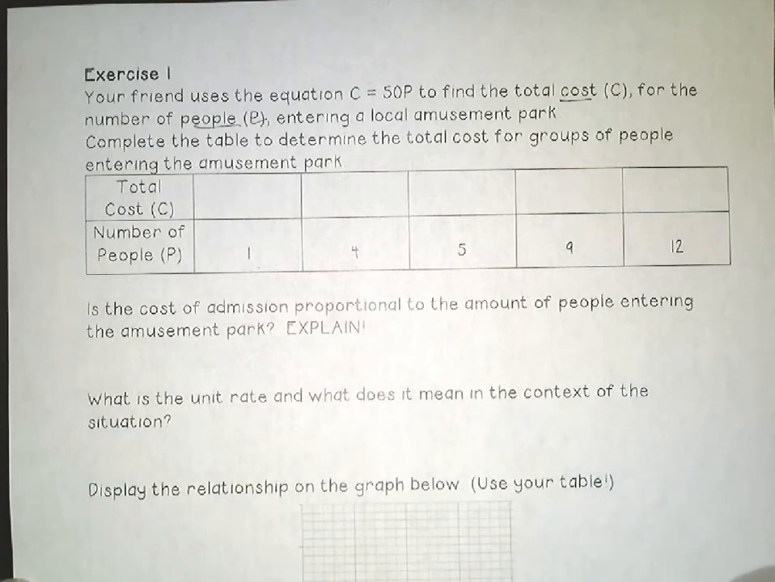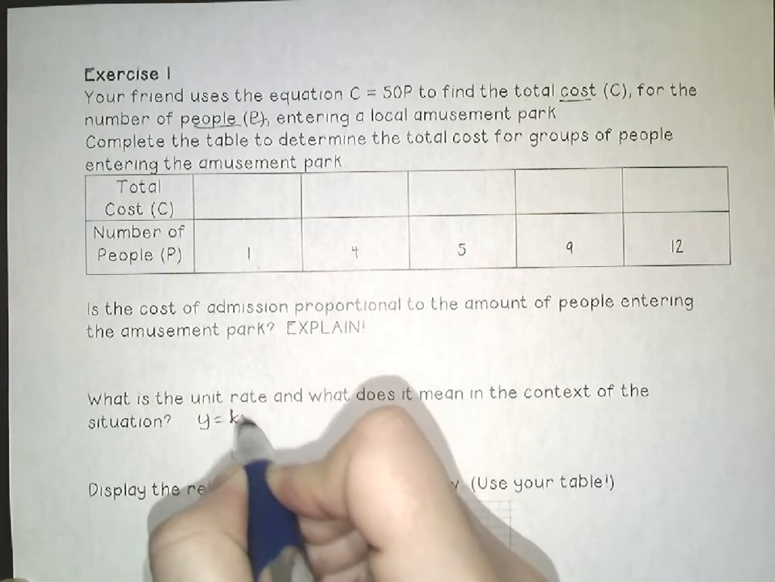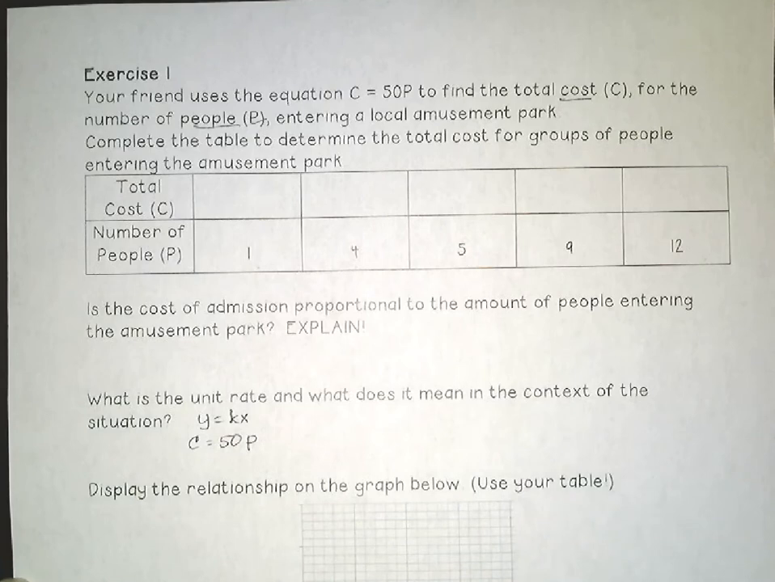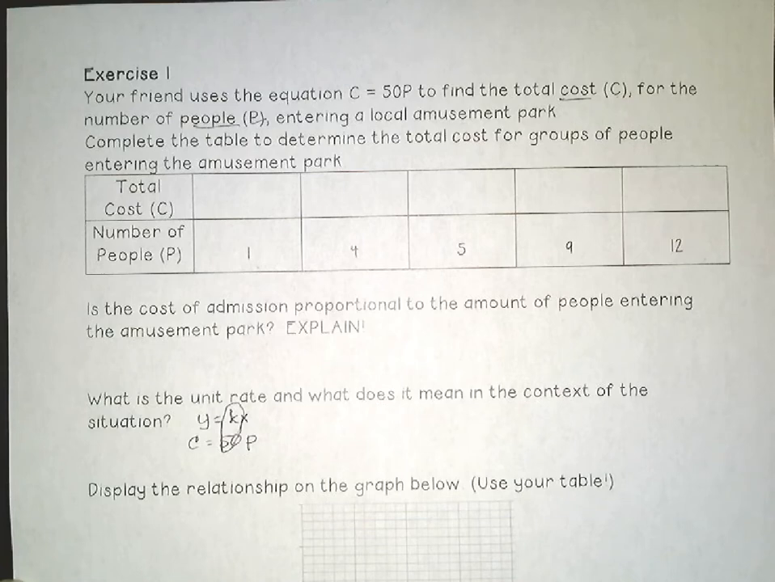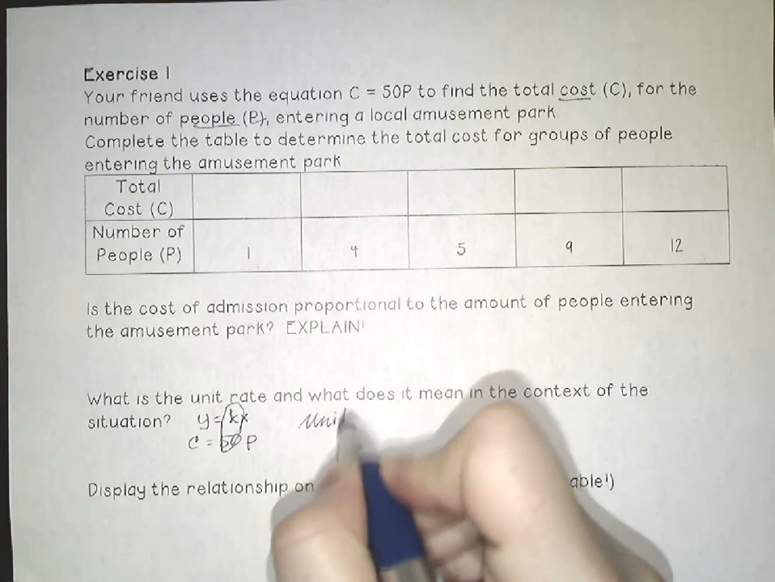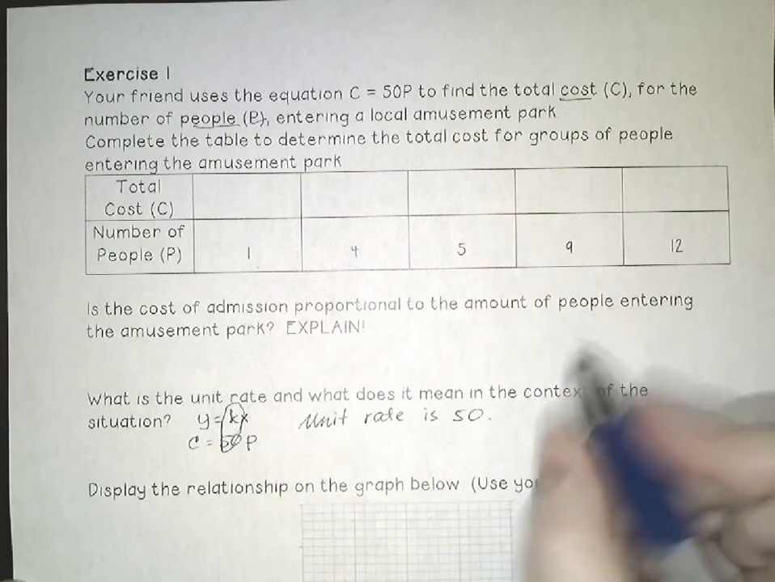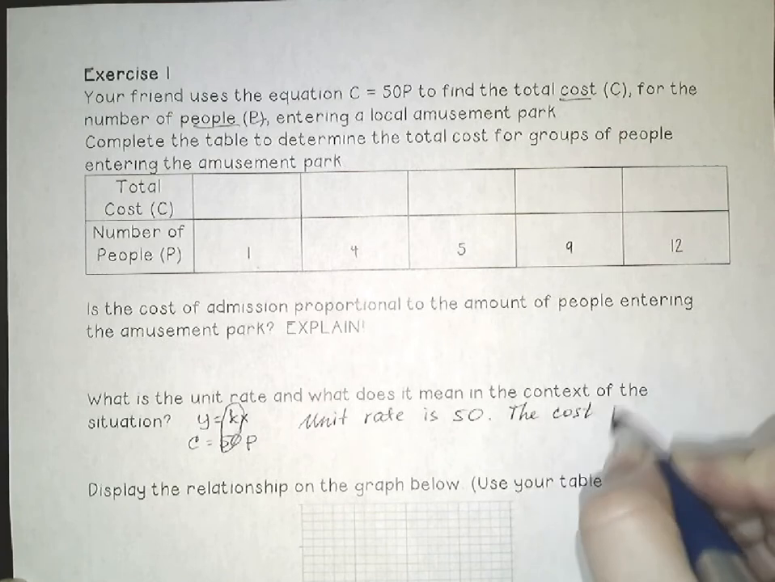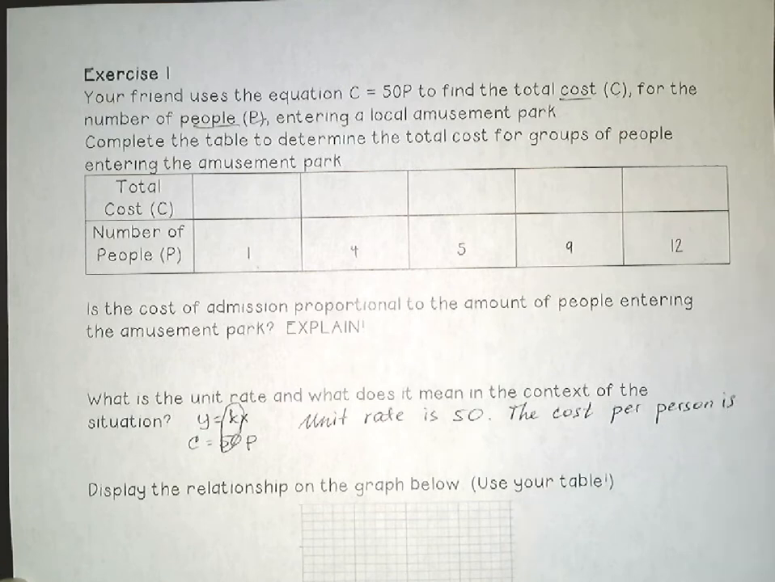so again, we have y equals kx, right? And our equation is c equals 50p. The unit rate is the constant of proportionality. It's right here. We don't need to find it. It's given to us. It's right in the equation. The unit rate is 50. It means that the cost per person is $50.